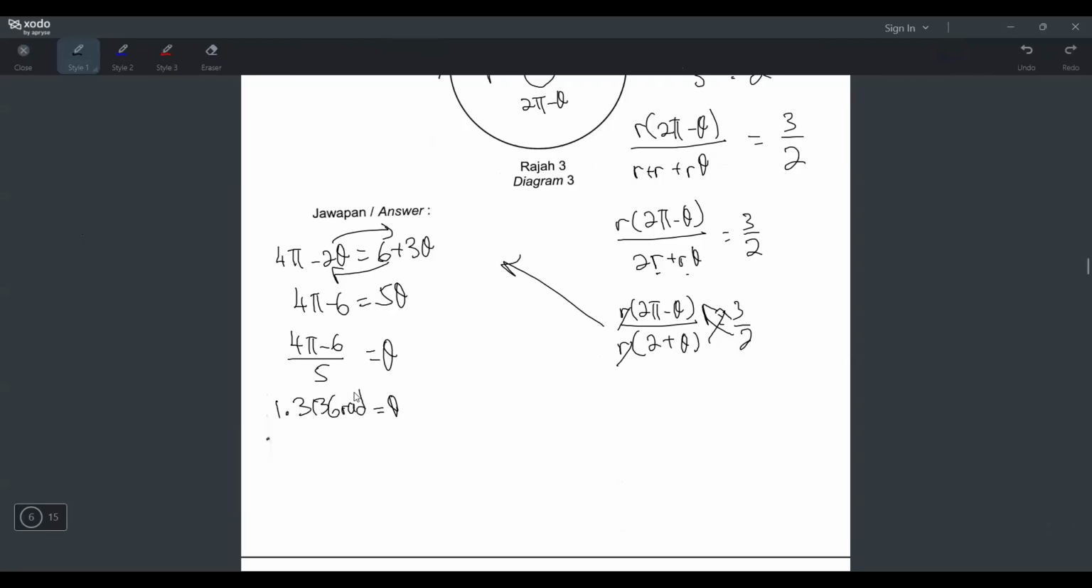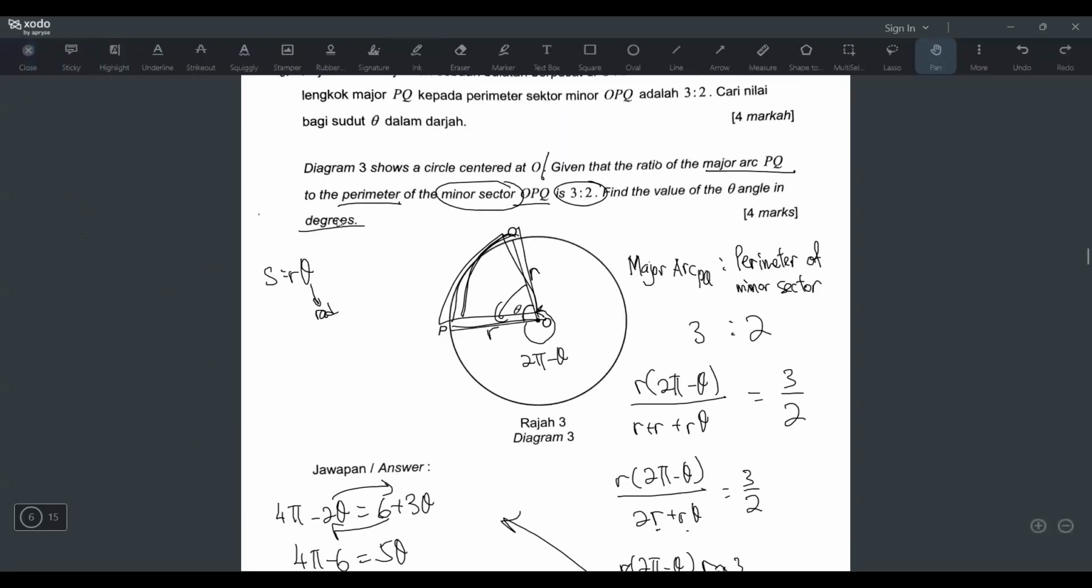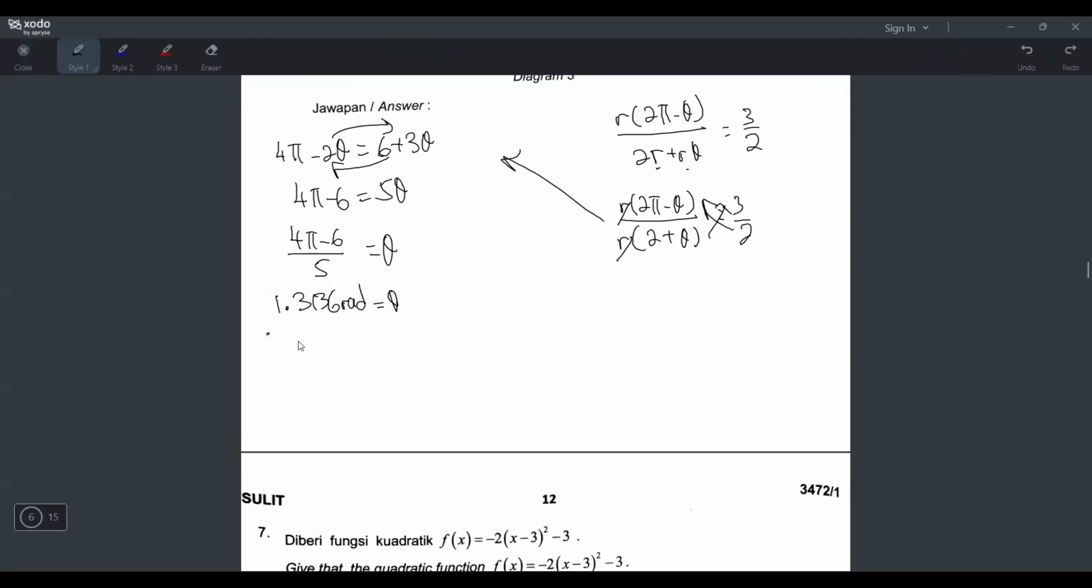Okay, but the question wants to find theta in degree. Yeah, so it's not over yet. I still have to take 1.3136 times 180 over pi. This is how you convert to degree. You times 180. So press answer times 180 divide 3.142. Okay, my calculator gives me 75 degree 15 minutes. Okay, so this is the answer.